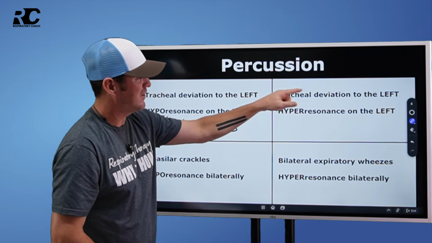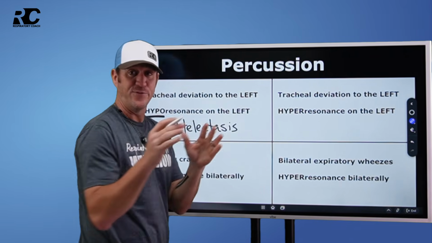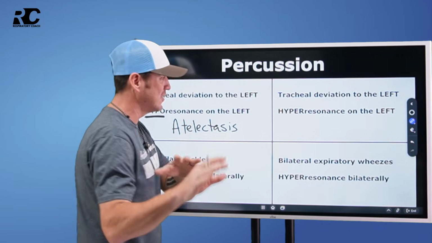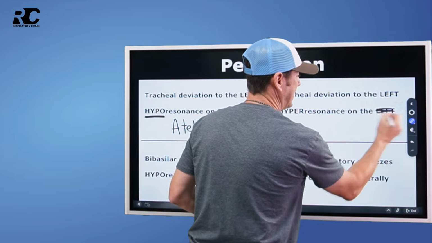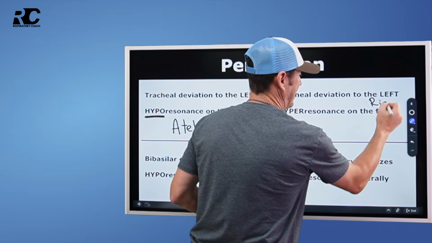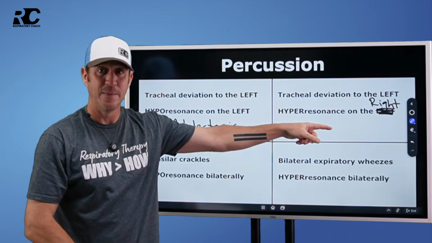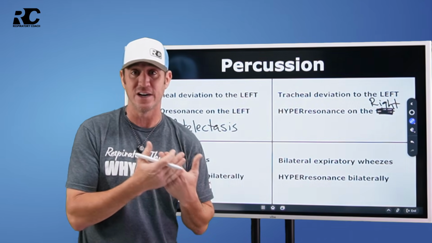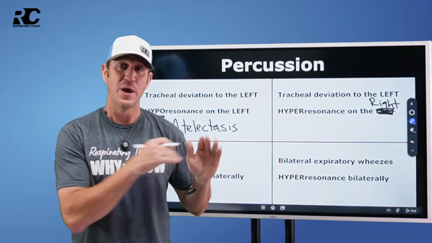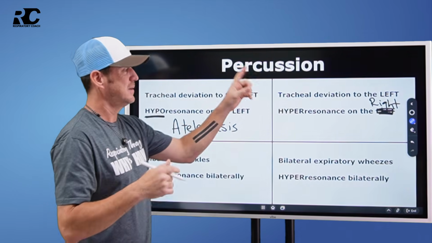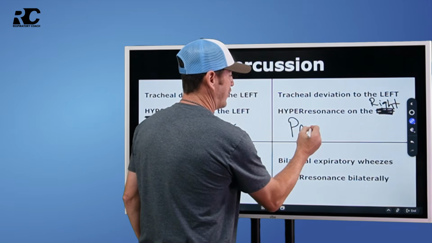But when I look over here, I made a mistake, you see? Because tracheal deviation to the left, if you have a hyper-resonant note on the left, wouldn't that push it to the other side? So let me clean this up here real quick. Not to the left. Let's say we had a hyper-resonant note on the right. Now you go, wait a second, the trachea is coming to the left, but there's a hyper-resonant note on the right. This must be a pneumothorax.